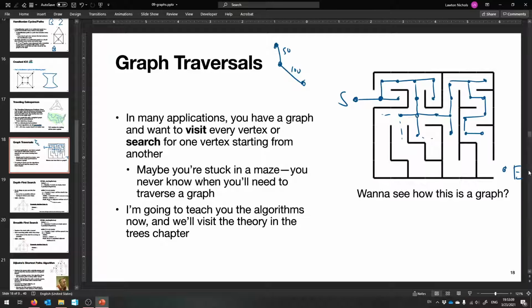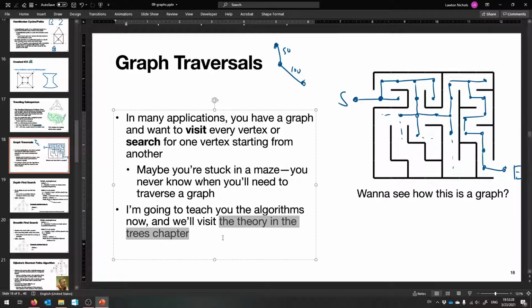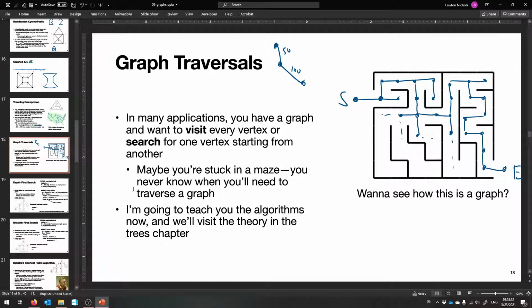It looks like it's a very long path here towards the end. But you gotta try everybody. You gotta see which way is gonna get you to the answer, okay? So that is how this is a graph, in case you were wondering. So I'm going to show you all the algorithms now that traverse these graphs, and we'll talk about a bit more of the theory behind these traversals in the trees chapter, which is next.